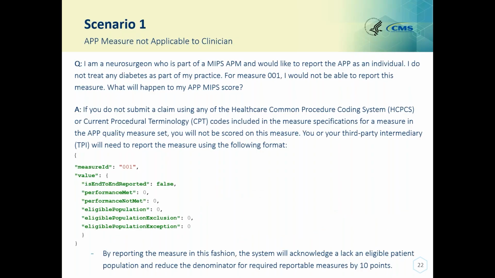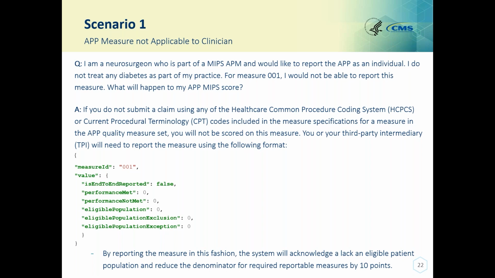Okay, so let's talk about some scenarios. This particular scenario is taken directly from one of the education and outreach documents that we have posted on the QPP website in the resource library. So as we mentioned earlier, the APP can be reported as an individual. In some circumstances, we understand that the measures that are in the APP may not be applicable to certain specialists that would like to report through the APP. And so from a scoring perspective, when that occurs, we reduce the denominator, or the clinician, if it doesn't have any eligible population for a particular measure, we reduce that denominator for that particular measure.